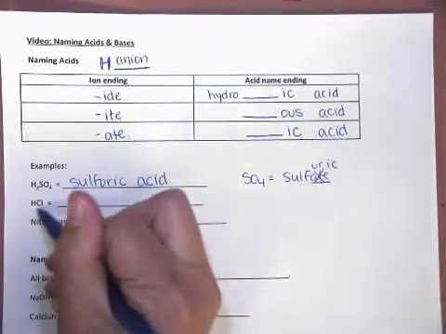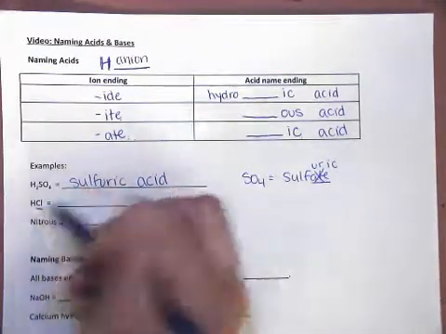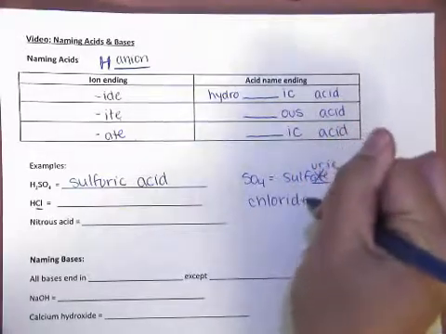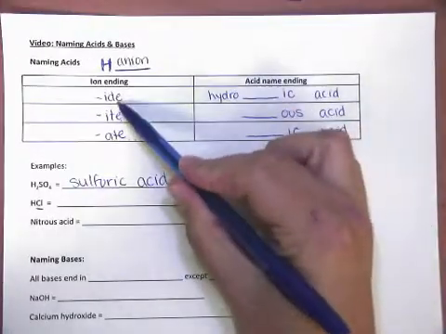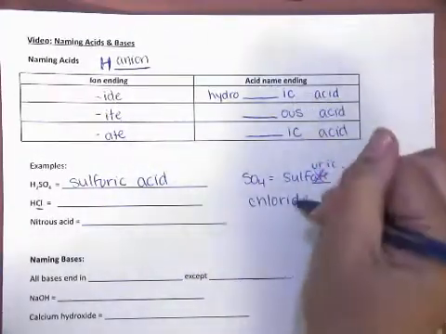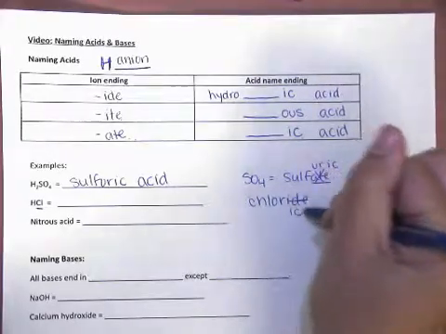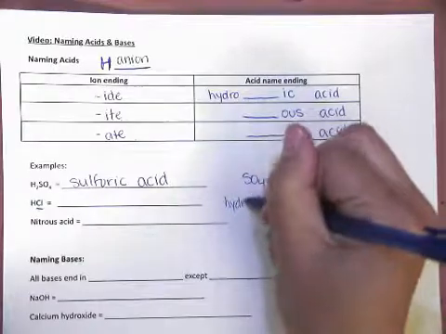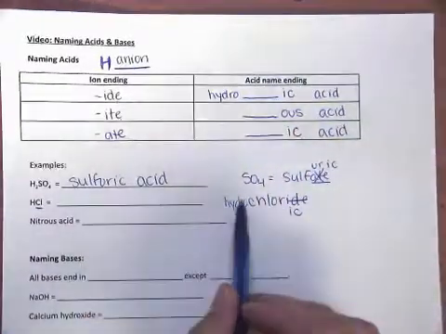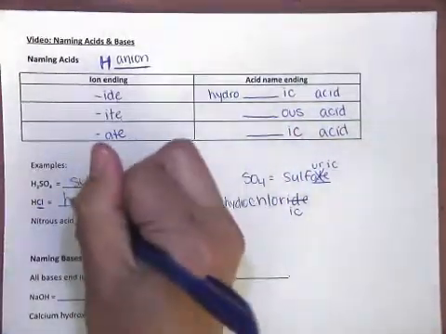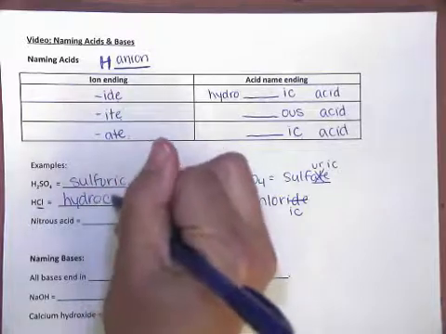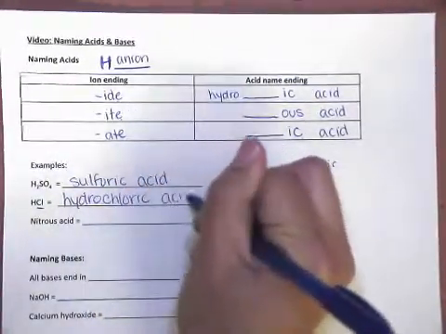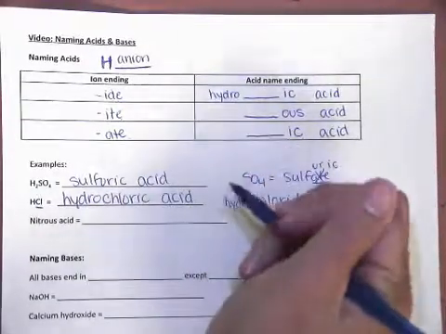The anion in HCl is my chloride. Instead of IDE, we drop the IDE and replace that with IC. And at the beginning, we have a prefix of hydro. So here, I have hydrochloric. And then I write acid. We always write the name acid at the end.